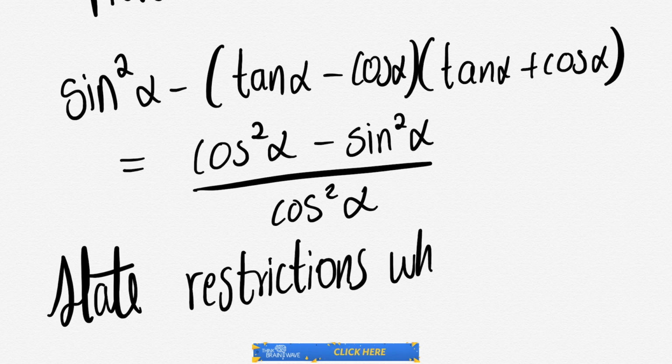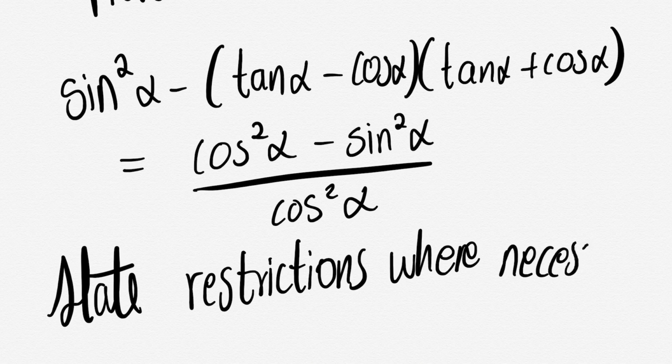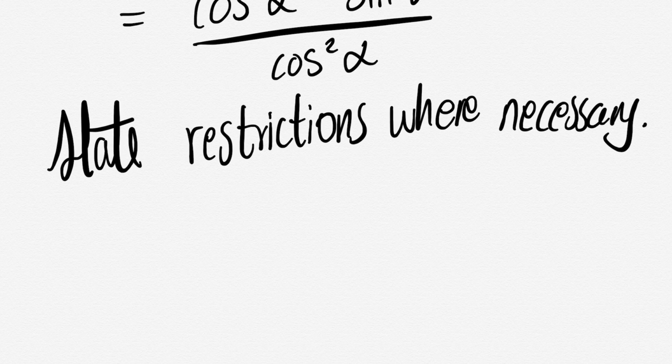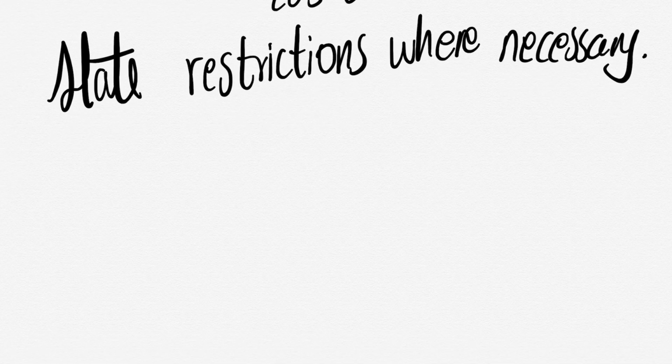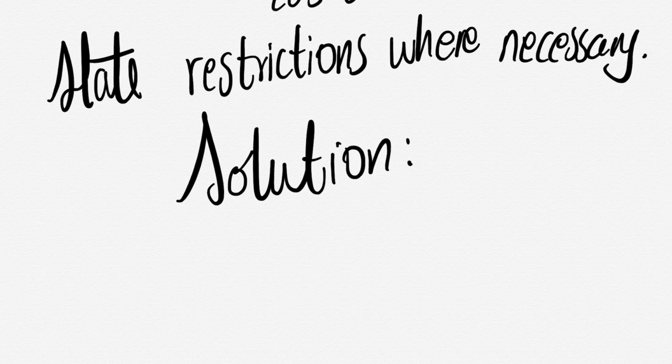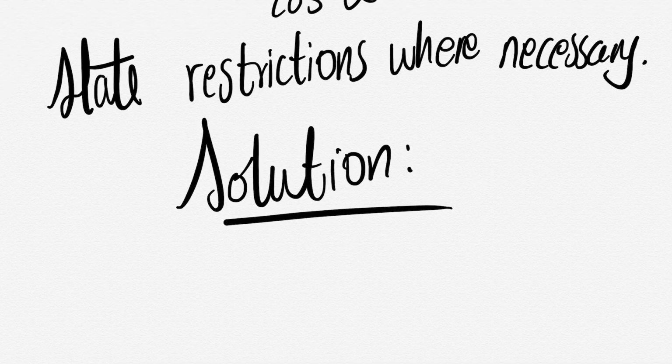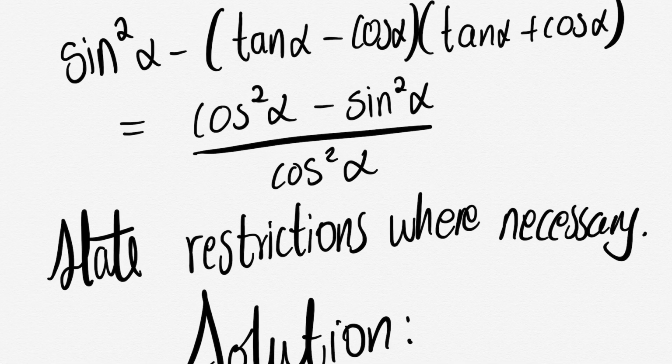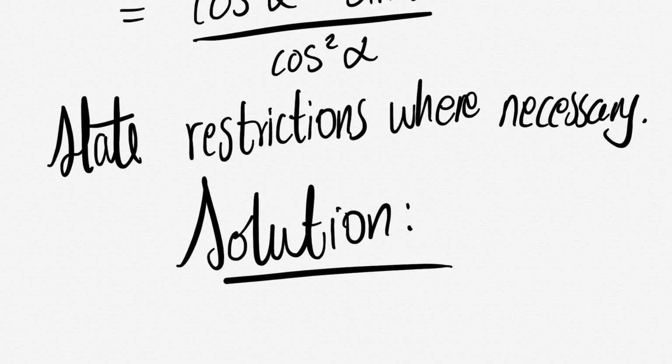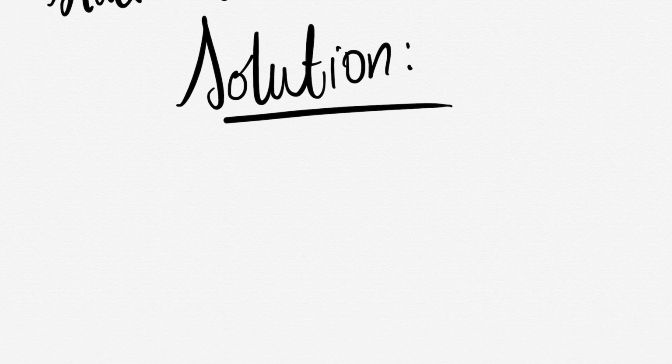Alright, let's state our restrictions. If you have cos squared alpha on the base, you need to restrict if necessary, but it really doesn't have any restrictions. If it was tan, however, it would have a restriction at 90 degrees. Because tan at 90 is an asymptote, meaning that the function of tan does not go through that 90 degree line. Alright, so let's start with our solution. Just making sure that we clarify what the equation is, so we don't make any mistakes.